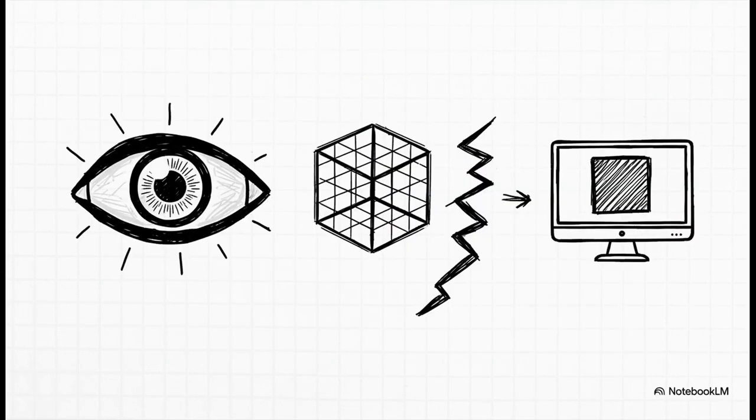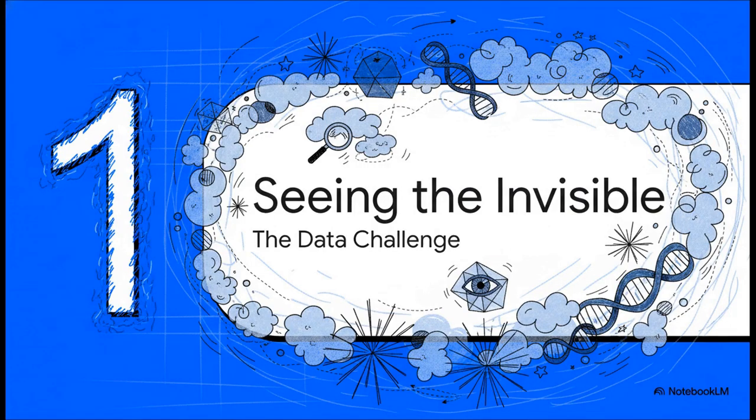And the reason this is so tough is that we're fundamentally limited. We live in and perceive a 3D world, but our screens, our paper, everything we use to visualize information is flat. It's 2D. And that creates this huge gap between the data we actually have and our ability to really intuitively get a handle on it. So that's our first big challenge, seeing the invisible.